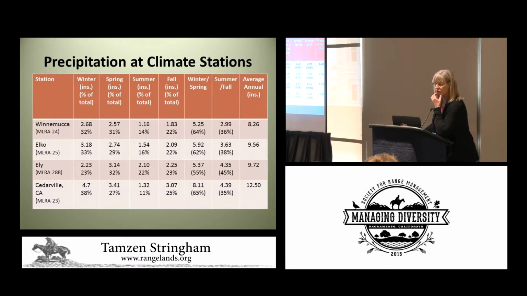Cheatgrass is a winter annual. It's loving this situation, and the perennials that we try to plant after fire are hating life. Especially in that 8 to 10 inch precip zone, it's not easy to make a living.